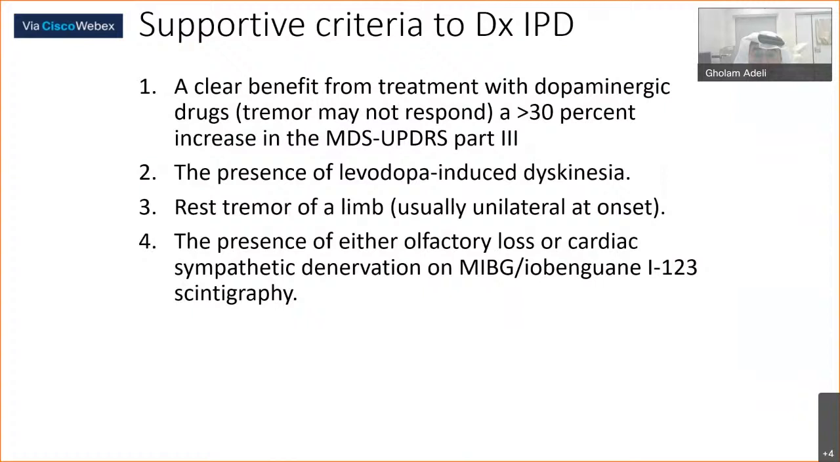Later on in practice, if you see dyskinesia or abnormal movement like choreiform movement, that also supports you. Rest tremor, usually unilateral at onset, and the presence of olfactory loss, or some people even use MIBG, looking for sympathetic denervation of the heart, like in a cardiac study. So these are the supportive ones. We usually use the clinical ones, the asymmetric involvement of the tremor and the dramatic response.